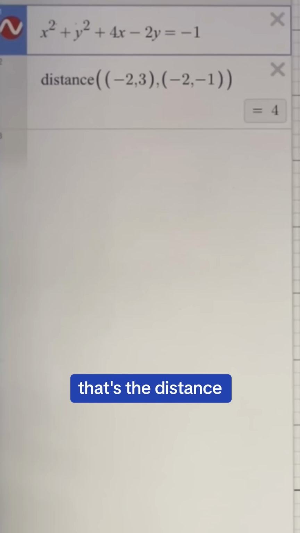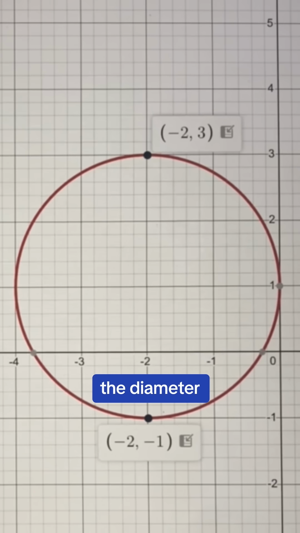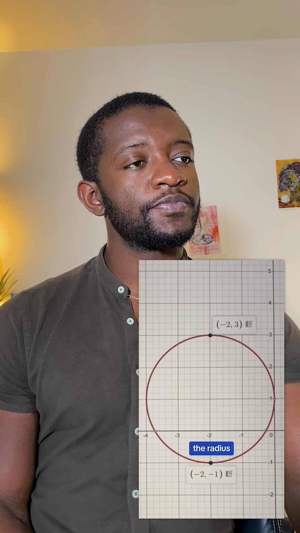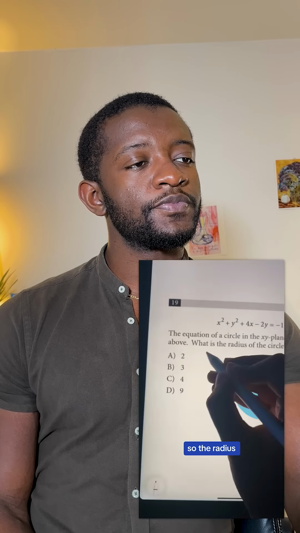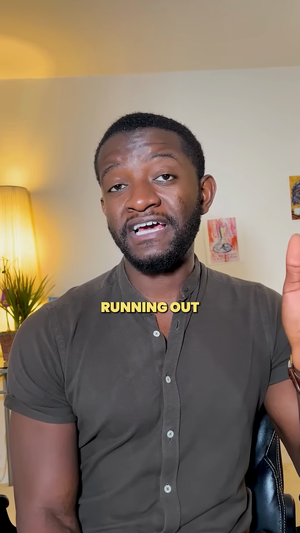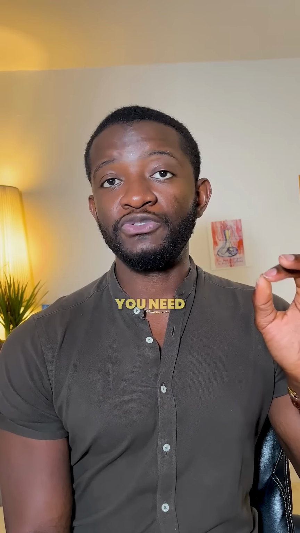But wait, that's the distance across the entire circle, the diameter. We're looking for just the radius, which is half the diameter. So the radius is half of 4, which is 2. I'll say it is a pretty good trick, especially when you're running out of time. It's definitely something you need to know.